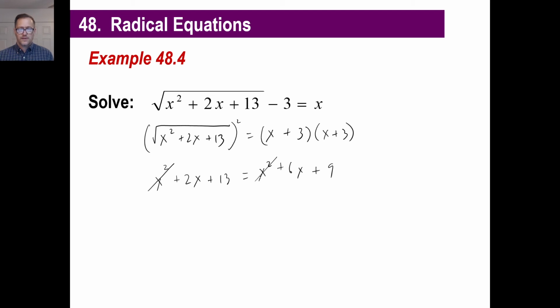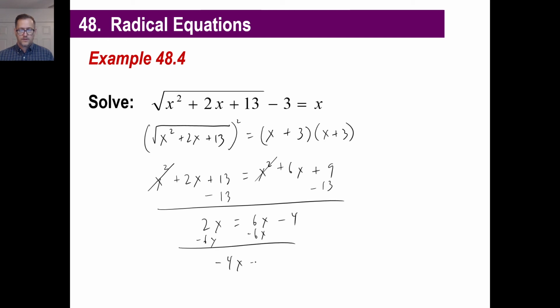So now you have this easy problem where you could just go, I minus my 13, so I have 2x equals 6x minus 4, and then minus my 6x. There you go. Negative 4x equals negative 4, and of course x is equal to 1, we say.